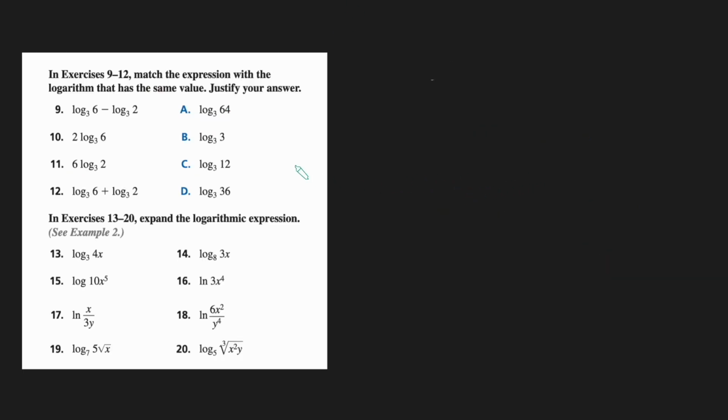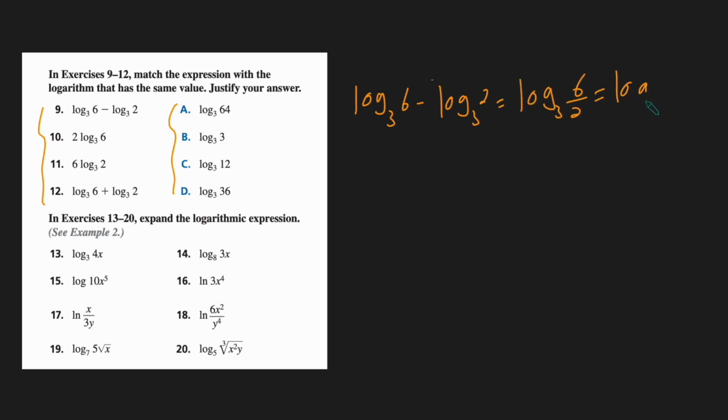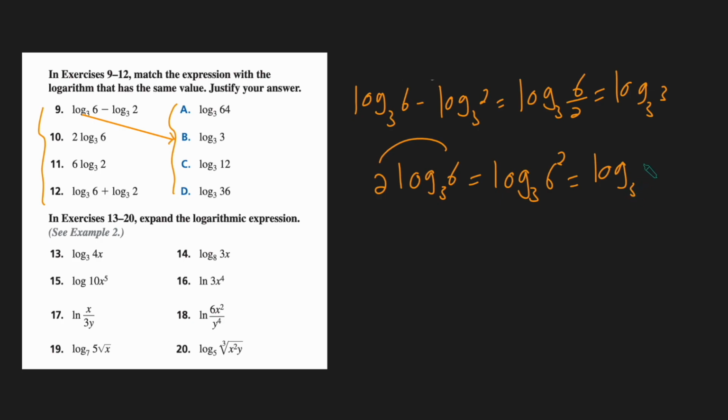In this exercise, we're supposed to match these logs with their equivalent logs. So the first one, I have log base 3 of 6 minus log base 3 of 2. I could condense that to log base 3 of 6 over 2, or log base 3 of 3. And it looks like number 9 is here. The next one is 2 log base 3 of 6. Use the power rule, that would be 6 squared, or log base 3 of 36. And that would match this one here.